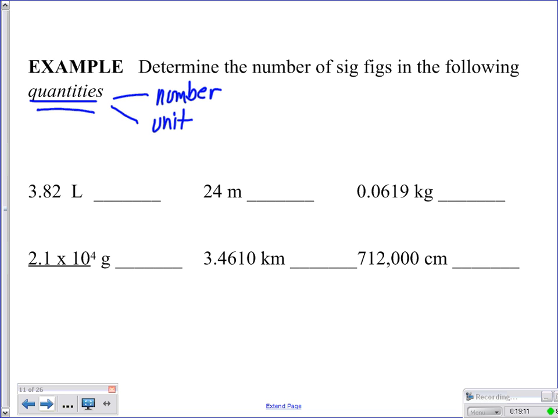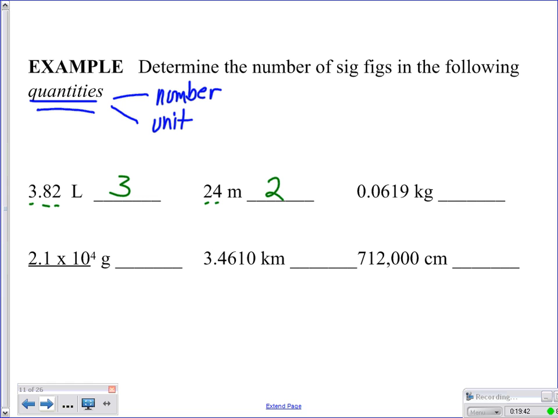Okay, so 3.82, 3, 8, and 2. So in this case, we have 3 significant figures. I'm actually doing this video without any students in my room right now at all, so I can't call on anybody to do this. I'm just going to keep going, but hopefully you guys can follow along and see what's going on. Again, here we've got 24, no zeros, so this is pretty straightforward. Both of those values are significant, so it's going to be two significant figures.